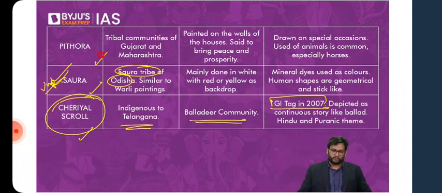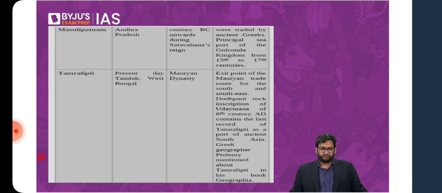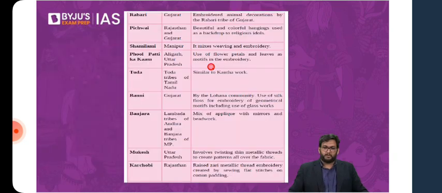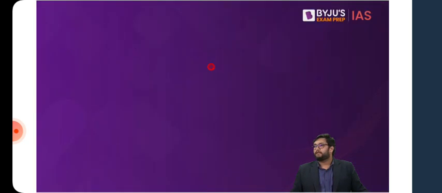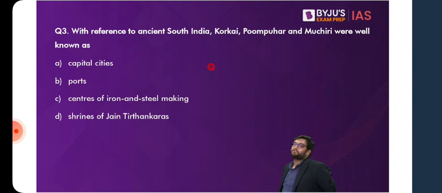Yes, okay. Now, I'll show you a question. And then you will realize the importance of what I'm going to show you. See, UPSC has made it a point to ask these questions now. With reference to ancient South India, Korkai, Pompuhar, and Mujiri or Muchiri are capital cities, ports, centers of iron and steel making, or signs of their Tirthankaras. Can you tell me what is the answer for this? I'm pushing the poll to you.